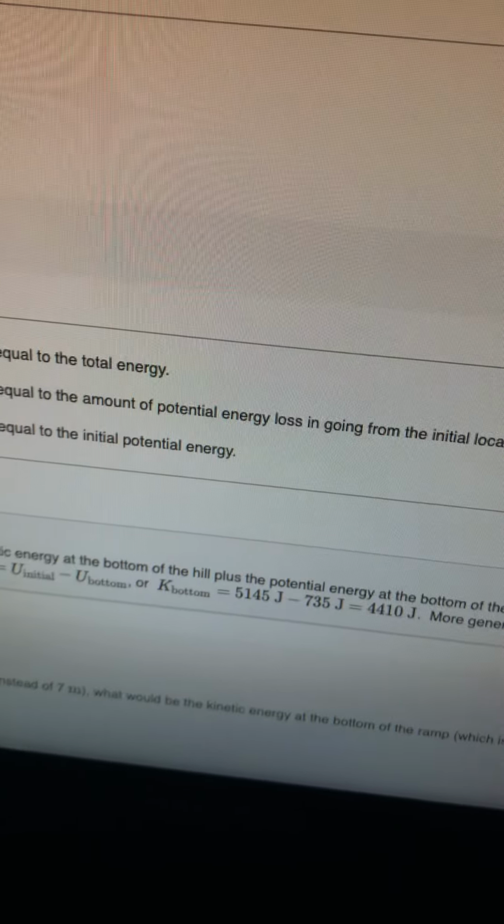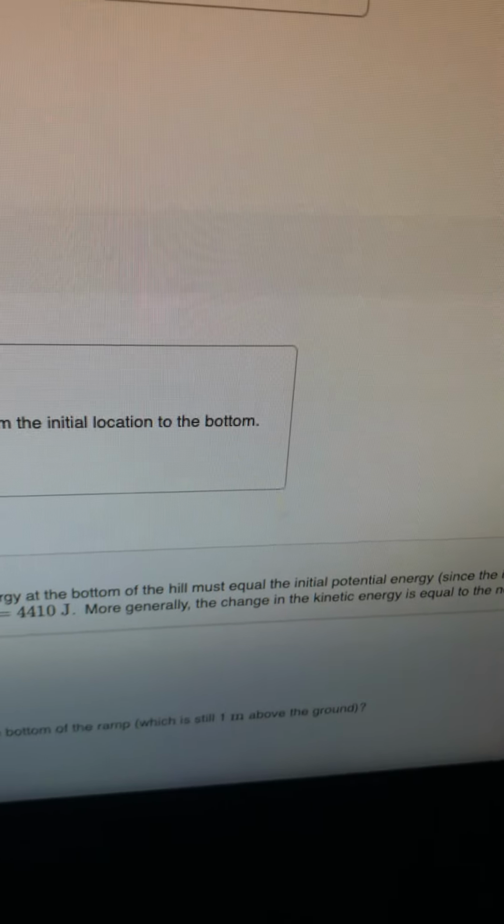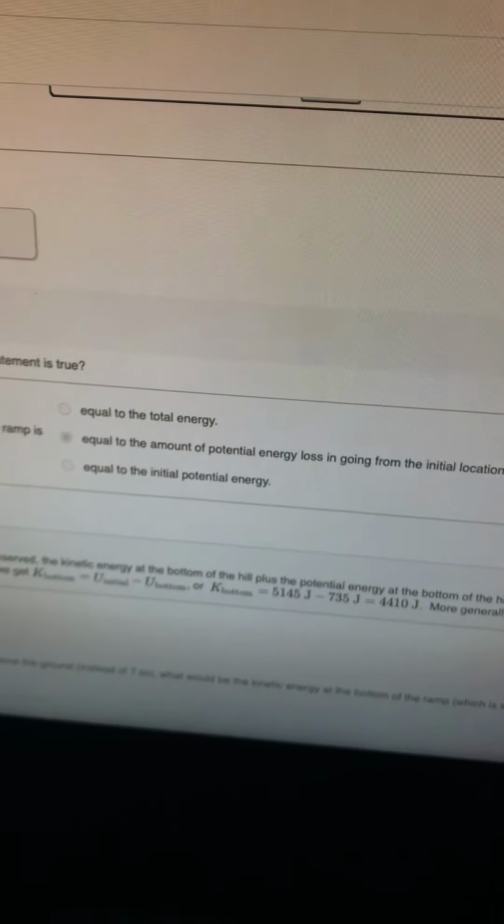And because to the bottom, but the bottom is not 0 meters, the bottom is 1 meter, so it doesn't go all the way. That's why that's the answer, because it doesn't go all the way down to 0, so it's a little lower. Okay, so the answer will be potential energy from initial to bottom. Okay, so potential from initial to bottom. I'm sorry.